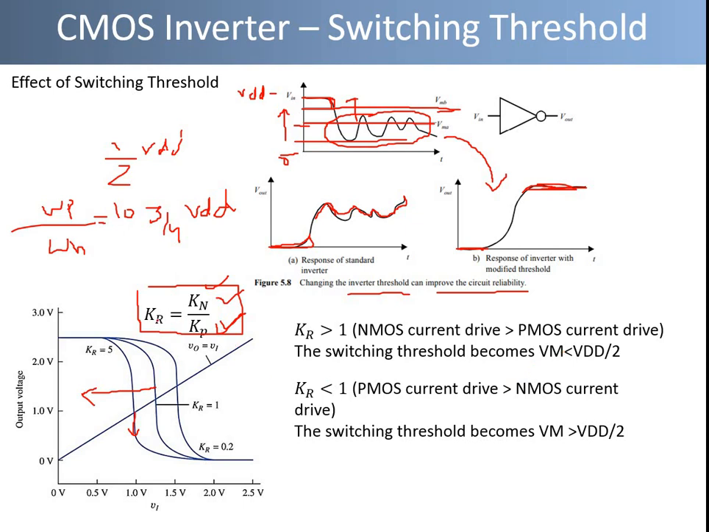Similarly, when Kr is less than 1, it means the driving strength of the PMOS transistor is greater than the driving strength of the NMOS transistor, which causes the voltage transfer characteristic to shift towards the right, and as a result the switching threshold moves upward. It means the switching threshold becomes greater than VDD/2. So if we want a switching threshold less than or greater than half of the VDD value, we can easily control it by selecting transistors of particular driving strength.